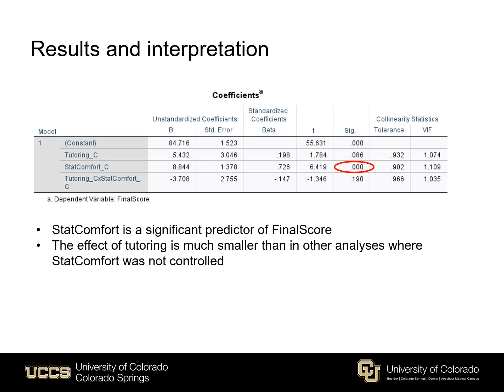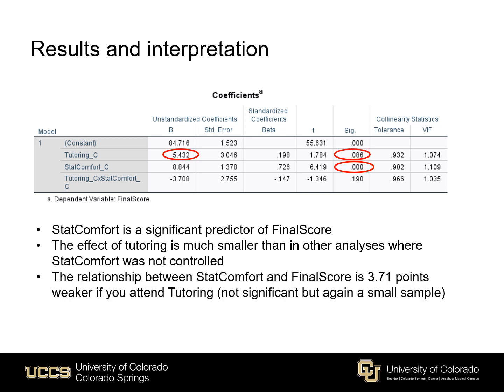We also see the effect of tutoring is much smaller than in some of the other analyses we've done, where statistics comfort was not controlled. We saw in some of the other analyses that effective tutoring was as big as 10.5 points, and here we're seeing it estimated at 5.4 points and as non-significant. And also, we can see that the relationship between stat comfort and final score is 3.71 points weaker if you do attend the tutoring.